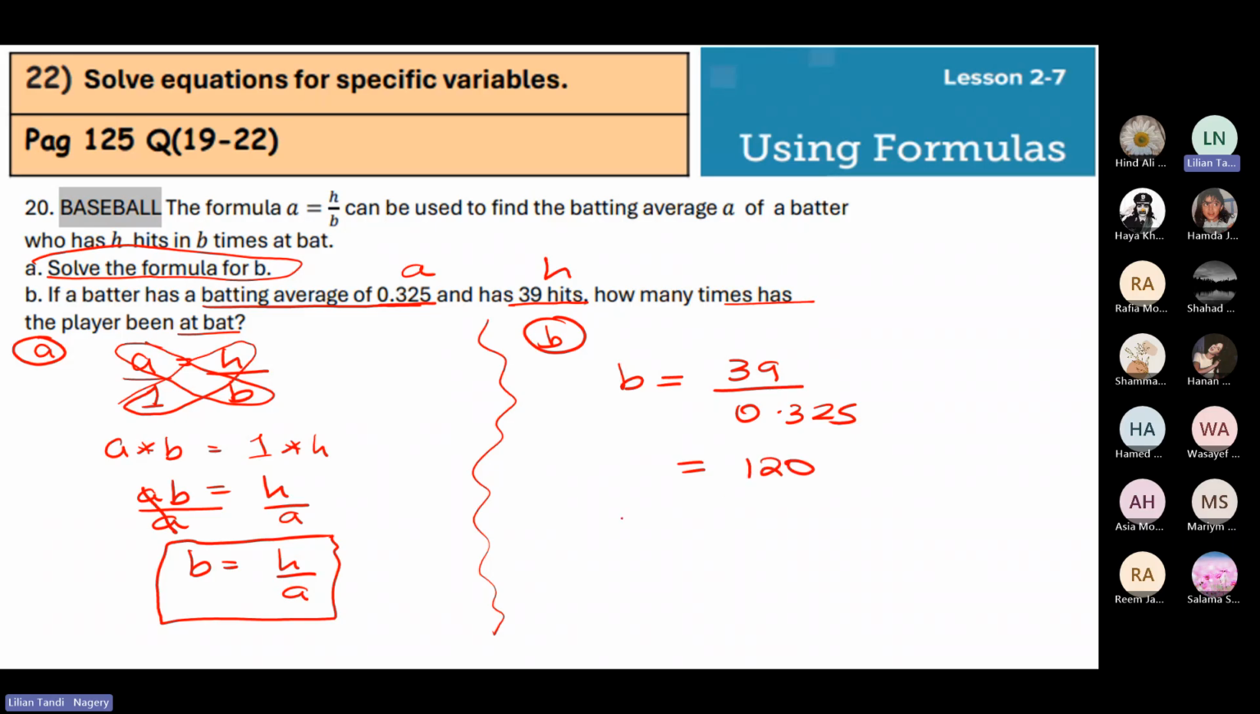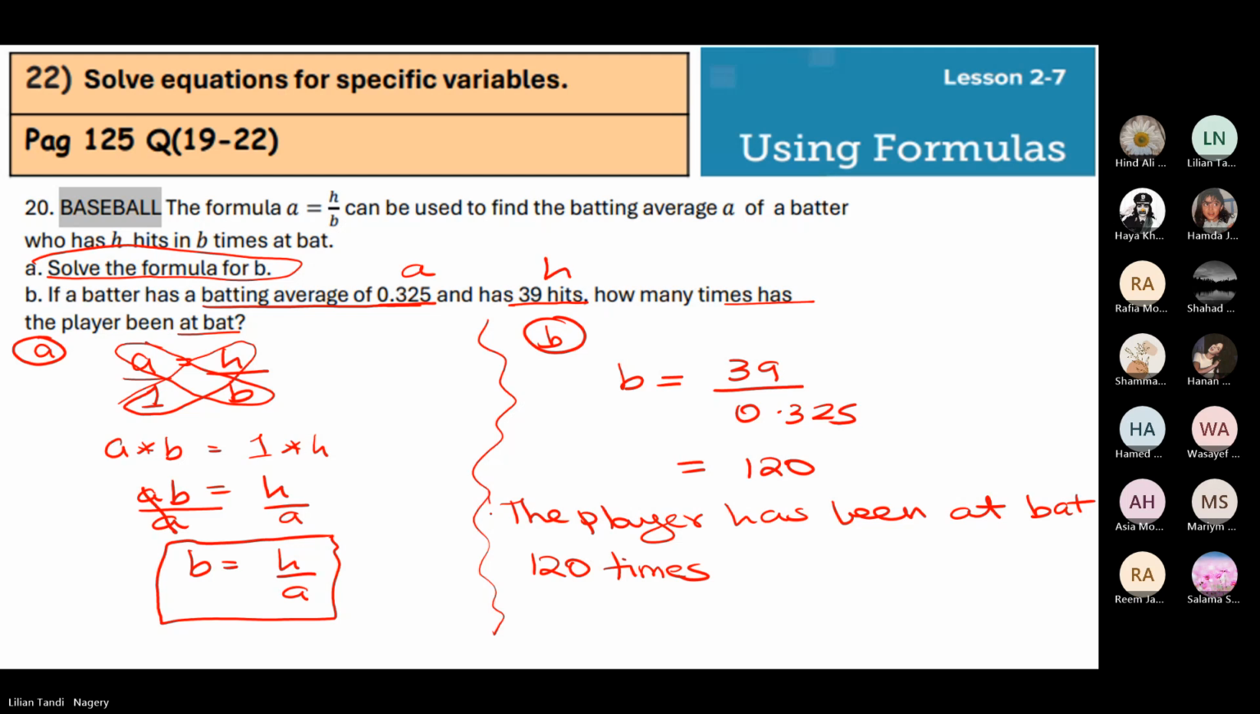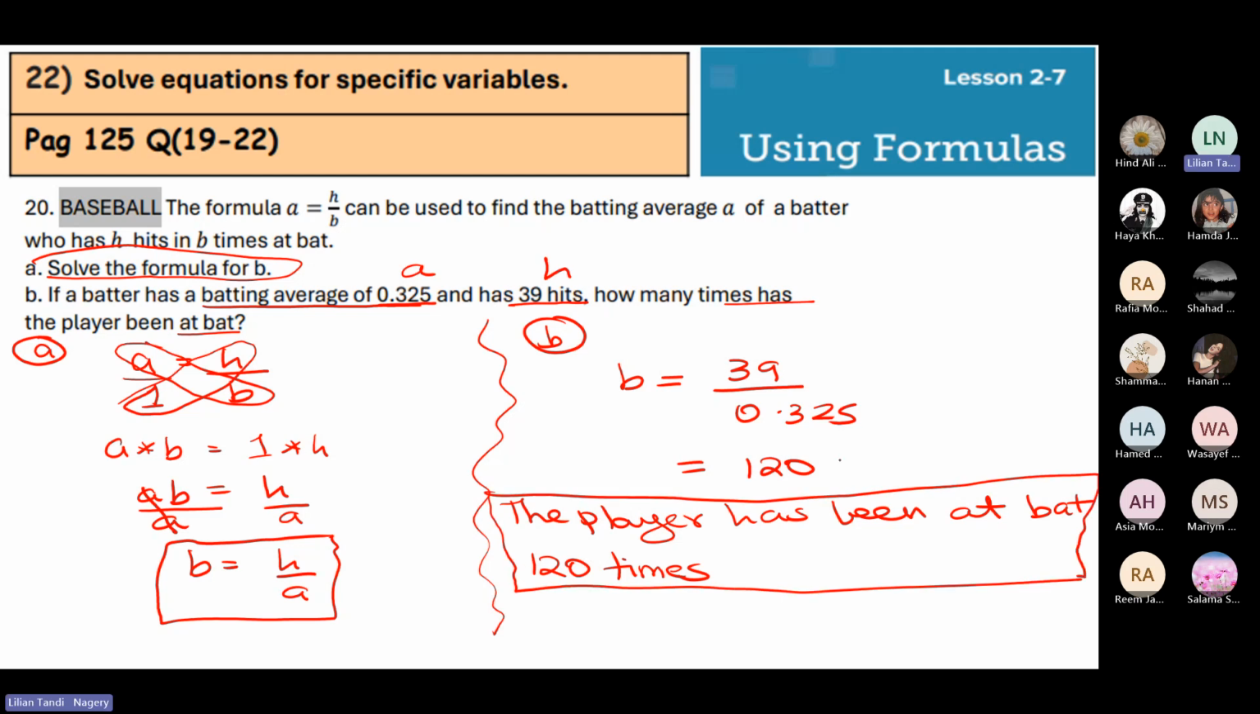Then I will write the player has been at bat 120 times. And you box your answer. Okay, I'm just using these words, has been at bat. The words are in the question.